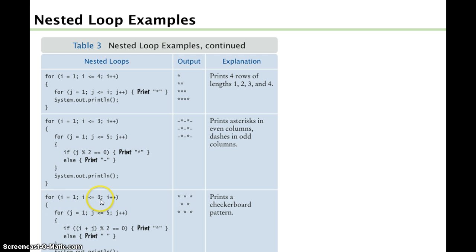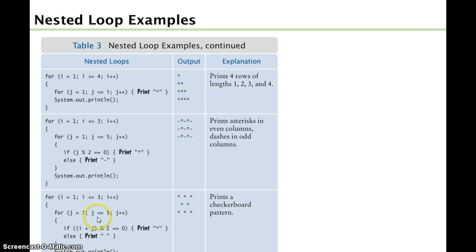Okay, and here for this loop, it's going to print a checkerboard pattern. So we have our outer loop is going to loop 3 times, our inner loop is going to loop 5 times, and each time it's going to take I plus J. So it's going to add the value of I and J. The first time through the loop, I is 1, J is 1, so you get 2 mod 2, which is 1, remainder 0, so that's true, so it's going to print an asterisk.